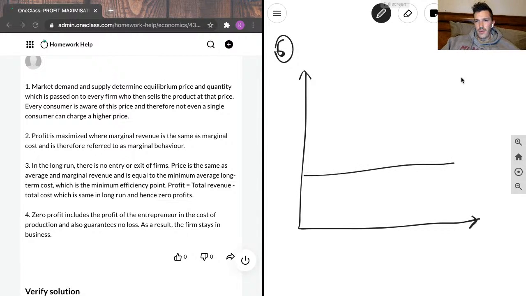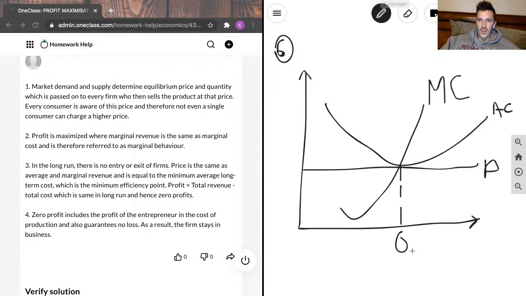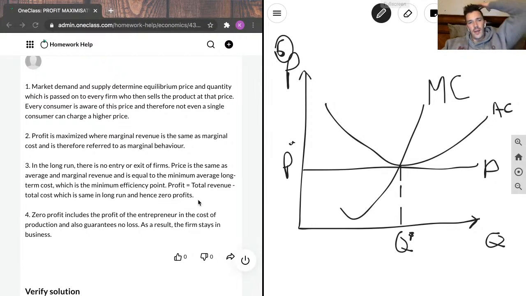Price takers, that's hideous, I apologize. In the market there are price takers, so P is flat. Marginal cost slopes upwards. And the average cost is kind of U-shaped. So the point where all 3 meet is going to be our long run equilibrium. That's going to supply our Q star. And our P star is going to be, of course, the price that all have to take.